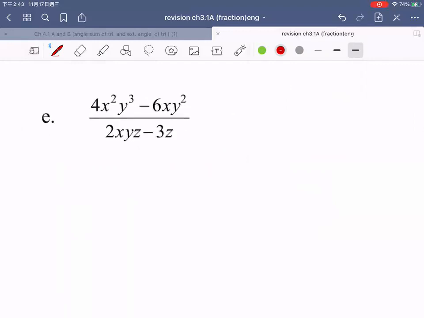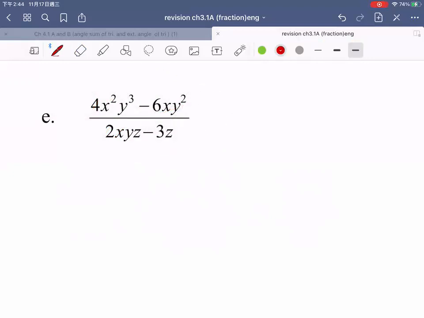How about this one? Again, you cannot just cross out the x there. No, you cannot just do this, because we have to check for the common factor before we can divide both sides by anything. Or you can simplify this first. Can we subtract 6xy squared from this expression? No, so we cannot do this.